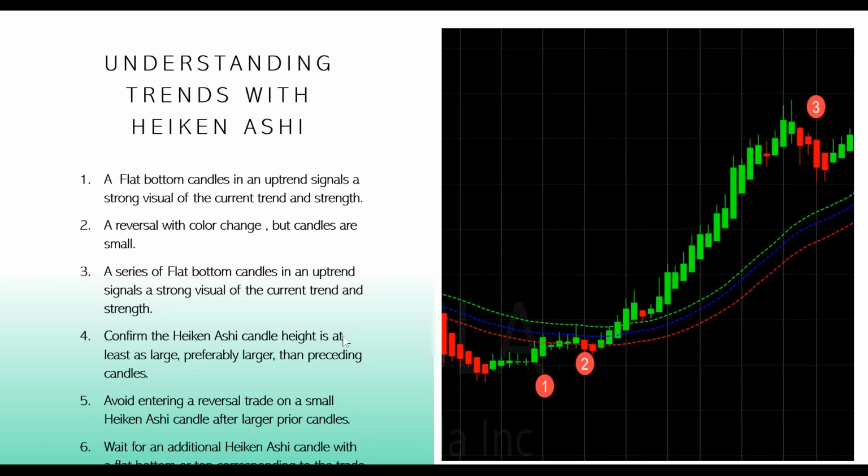And again, confirm the Heiken-Ashi candle height is at least as large, preferably larger than the preceding candles. So this is very, very bullish. As you can see, the flat bottoms all the way up. This is a beautiful trend. Here we're getting a reversal now, and you see the reversal here. Now we're getting some fairly large candles. This would get me out of the trade right here.